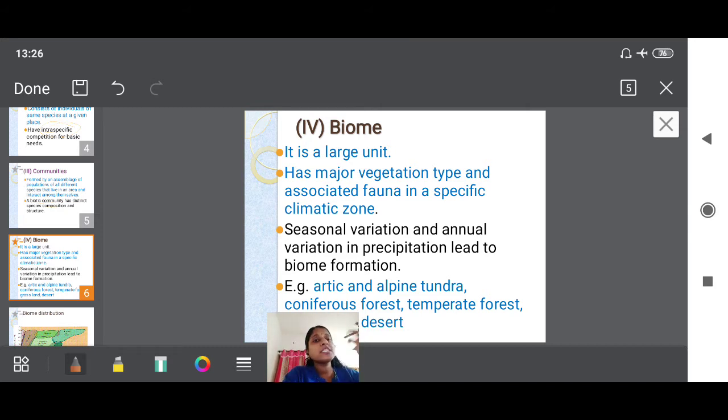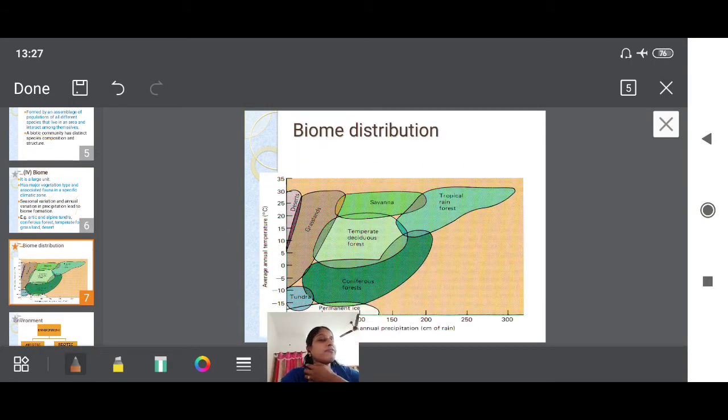And this biome is determined by what? It is determined by seasonal variation and annual variation in precipitation. So the temperature as well as the rainfall plays a major role in determining the biome, okay. One is the temperature, whether it is high or low, what is the average temperature, that plays a major role. Along with that the rainfall also plays a major role, okay. Examples given are Arctic, alpine tundra, coniferous forest, temperate forest, desert, grasslands, which are examples of what? Biomes, okay.